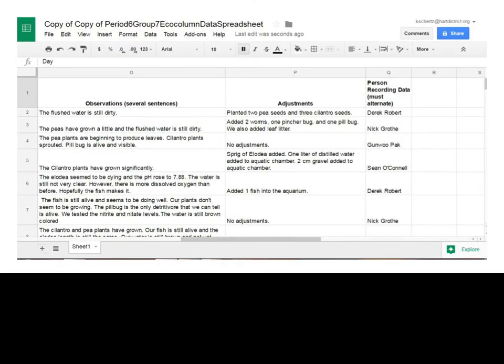And so also on their spreadsheet, they have to do observations and adjustments. And this is how I spot check that they are taking turns with the data.